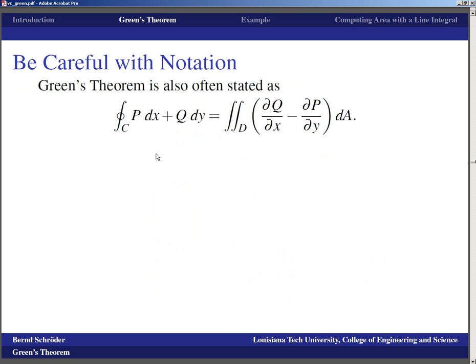Green's theorem is also often stated as the closed line integral of P dx plus Q dy is equal to the area integral over the enclosed region D of dQ/dx minus dP/dy times the area element dA. This notation, I didn't push it very much in the line integrals, because actually the other way to set up the line integrals that we've used is physically a whole lot more intuitive as far as I can see. And so that is just something where we need to be able to read the notation that's going to come back to us when we compute area with a line integral.